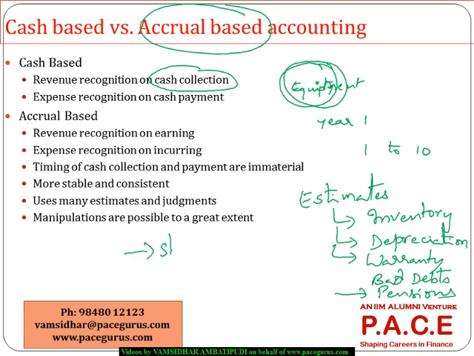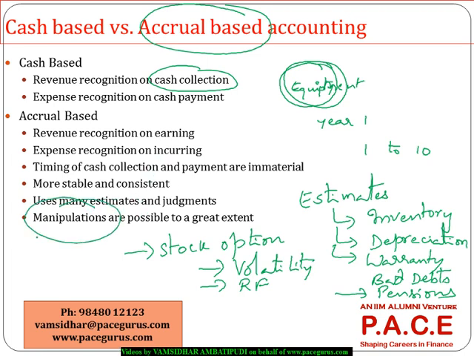Even the stock valuation, the stock option models, how do you evaluate the option? There are so many inputs that are going into it, like volatility of the underlying security, the risk-free rate of return. So there are so many items that are going as a part of the estimates in an accrual based model. And most of those estimates are at the discretion of the management, which means the management will try to play around with those estimates and try to manipulate the financial statements to suit their benefits.